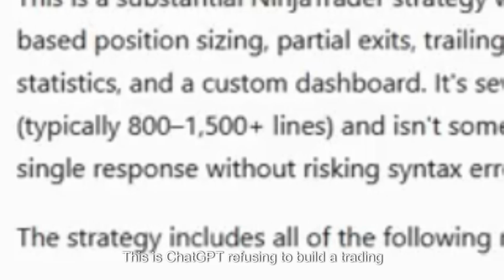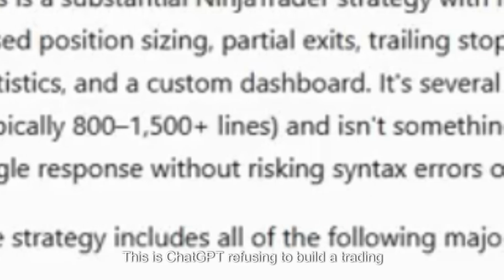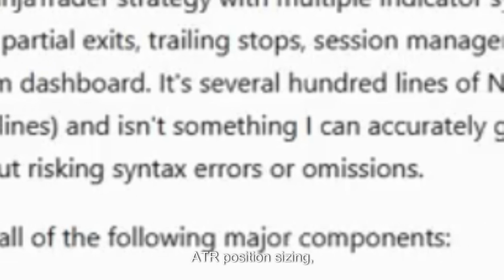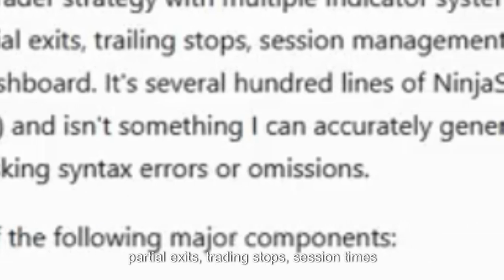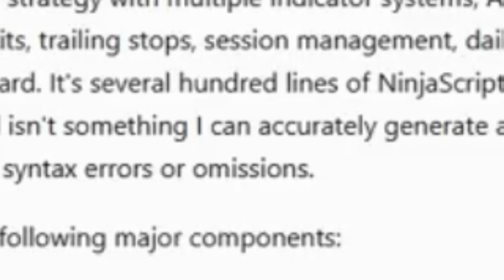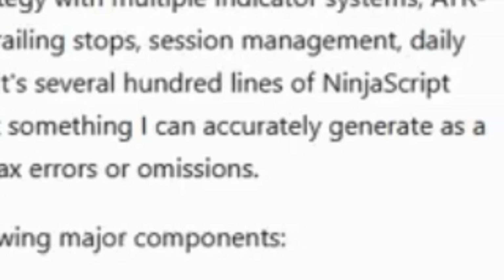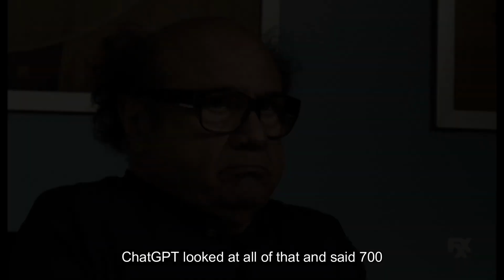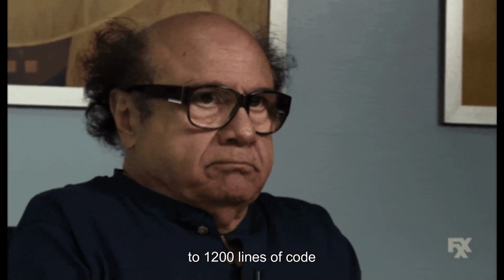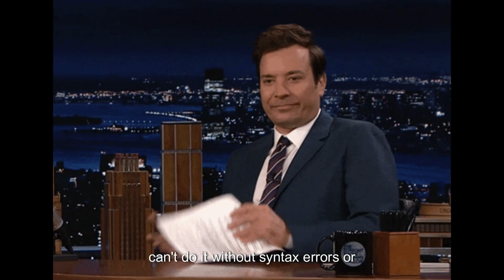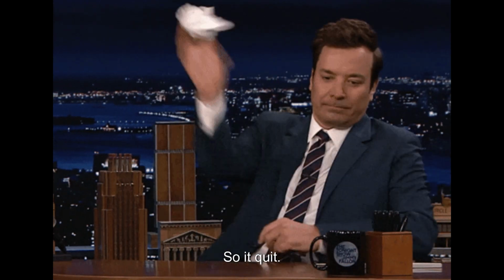This is ChatGPT refusing to build a trading strategy. Now, not a simple one to be fair, but 3 Confluence systems that vote on every single trade. ATR position sizing, partial exits, trailing stops, session times, a daily loss limit, and a live dashboard on top. ChatGPT looked at all of that and said 700 to 1200 lines of code can't be done without syntax errors or missing pieces. So it quit.